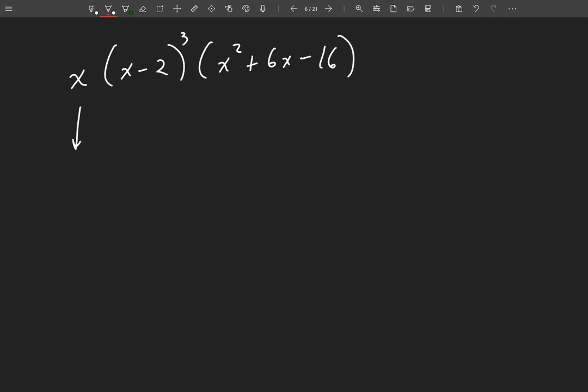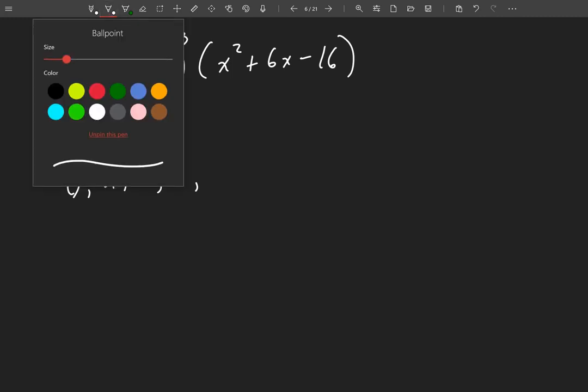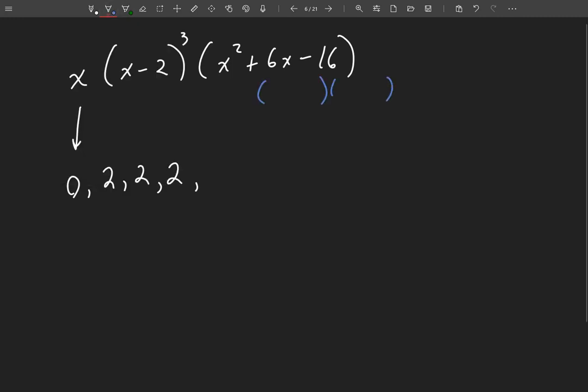So from the first term, we get a root of 0. From the second term, I get 2 with a multiplicity of 3, so I have 3 2's, right? I wrote the wrong number down again. And now the last term, we factor this real quick. What multiplies to give me negative 16 but subtracts to give me 6? That's going to be positive 8 and negative 2. 8 times negative 2 gives me negative 16. 8 minus 2 gives me 6. So now my roots from there are negative 8 and 2.